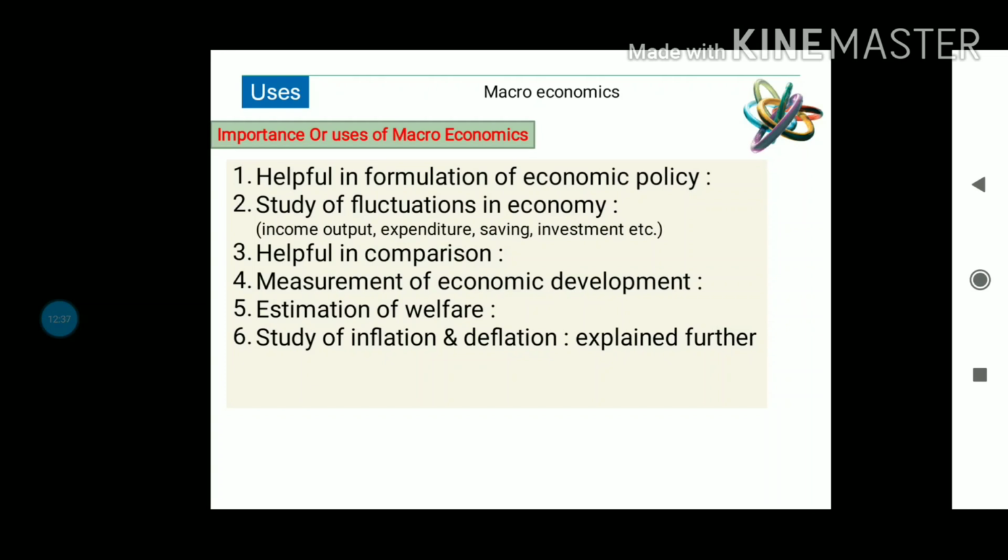What kind of development is prevailing in our economy. It will be helpful by knowing the macroeconomic parameters and aggregates. Estimation of welfare means simply increasing the level of GDP doesn't mean that welfare also increases, because there are so many non-monetary transactions and externalities. Then study of inflation and deflation, which we will explain later on. Inflation means price rise and deflation means fall in the price.